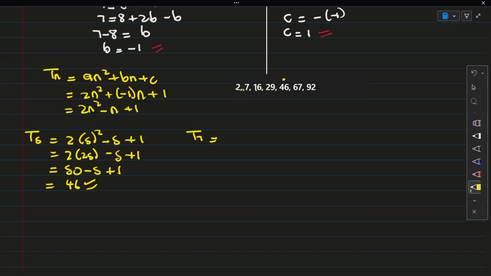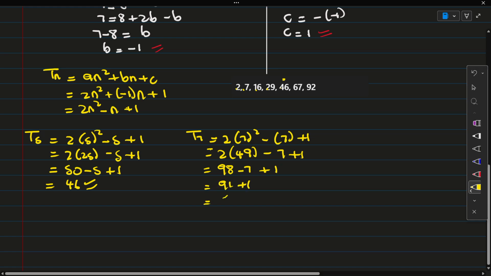Term 7 is equal to 2 times 7 squared minus 7 plus 1. What's 7 squared? It's 49. So 2 multiplied by 49 minus 7 plus 1. What's 2 multiplied by 49? It's 98 minus 7 plus 1. 98 minus 7 is what? It's 91 plus 1, which is what? 92. If you check, it's also correct.